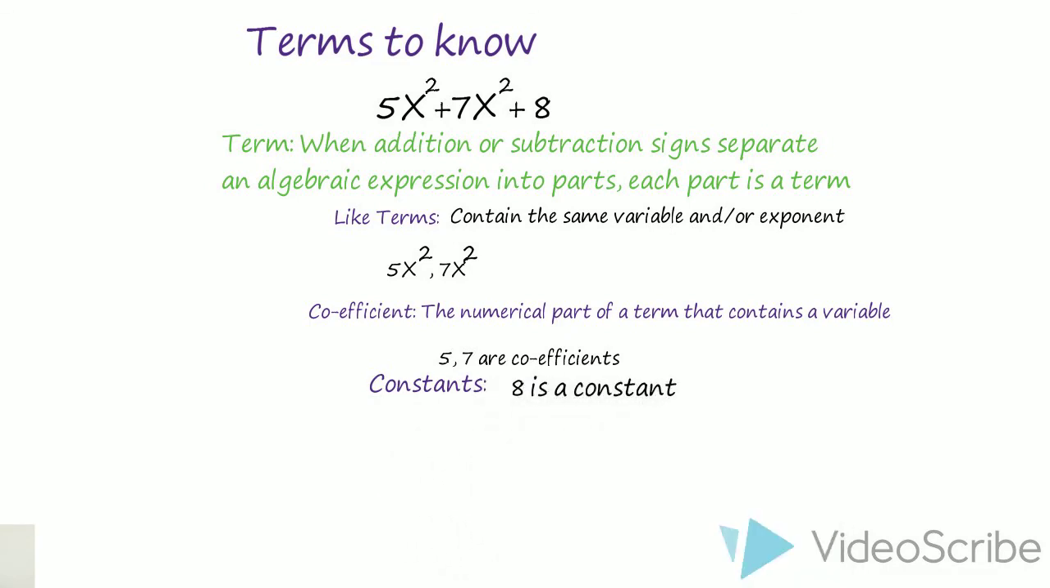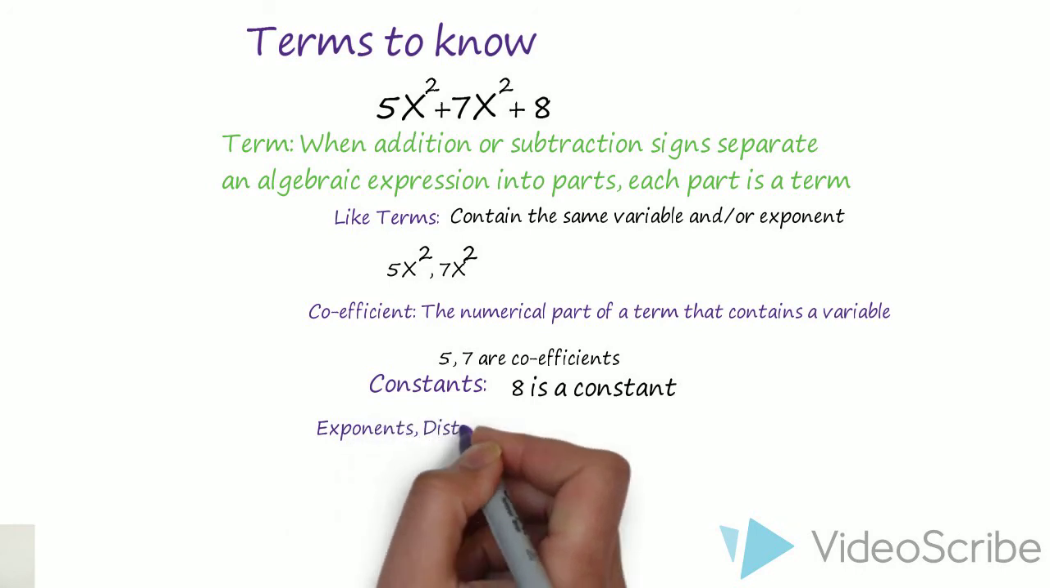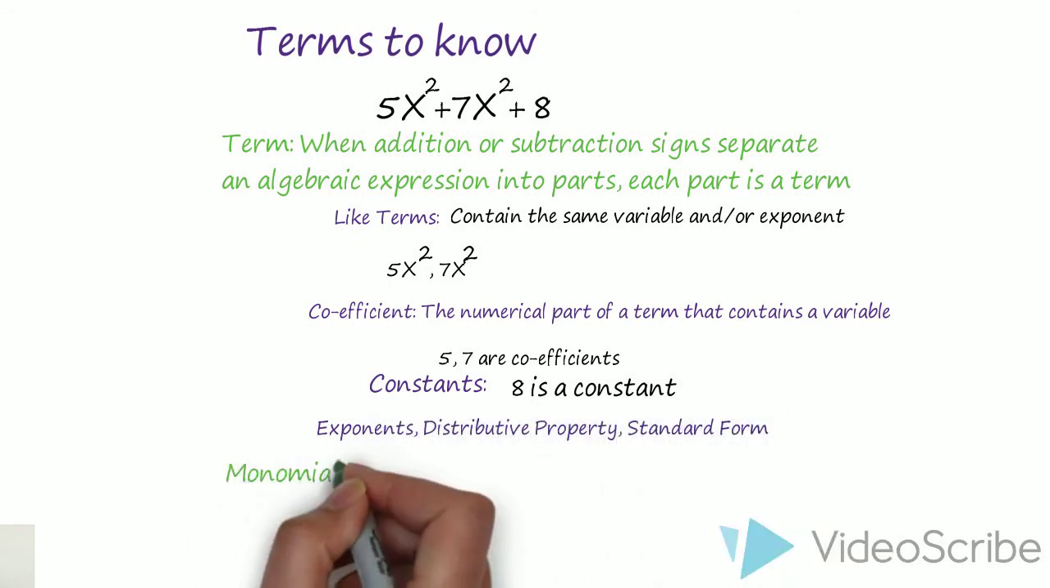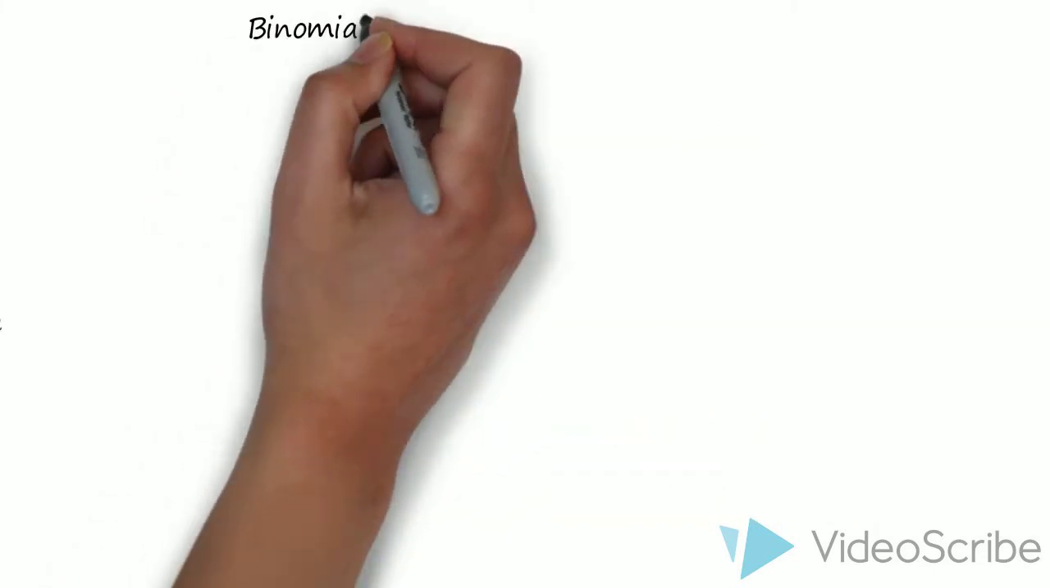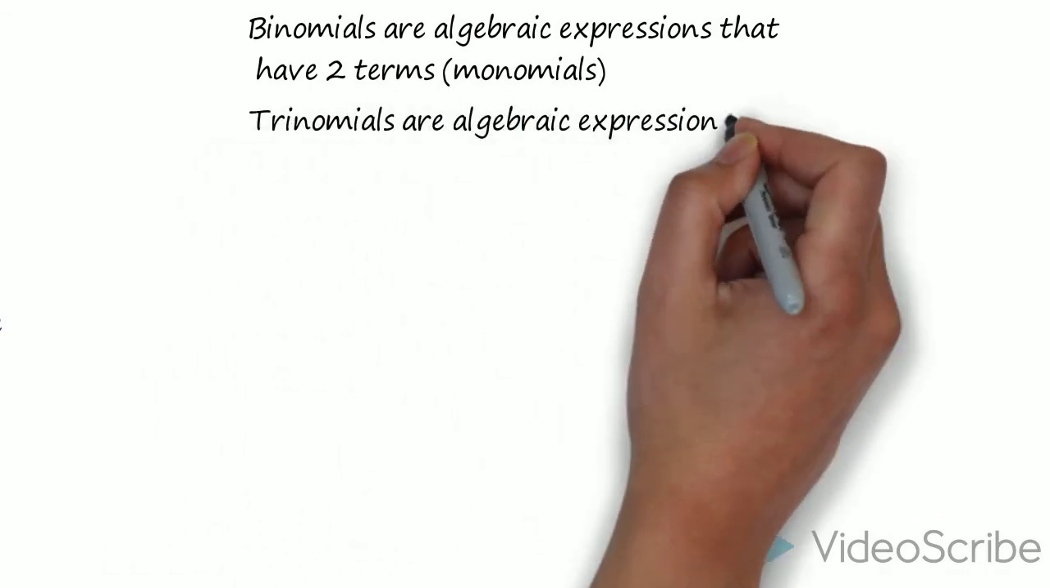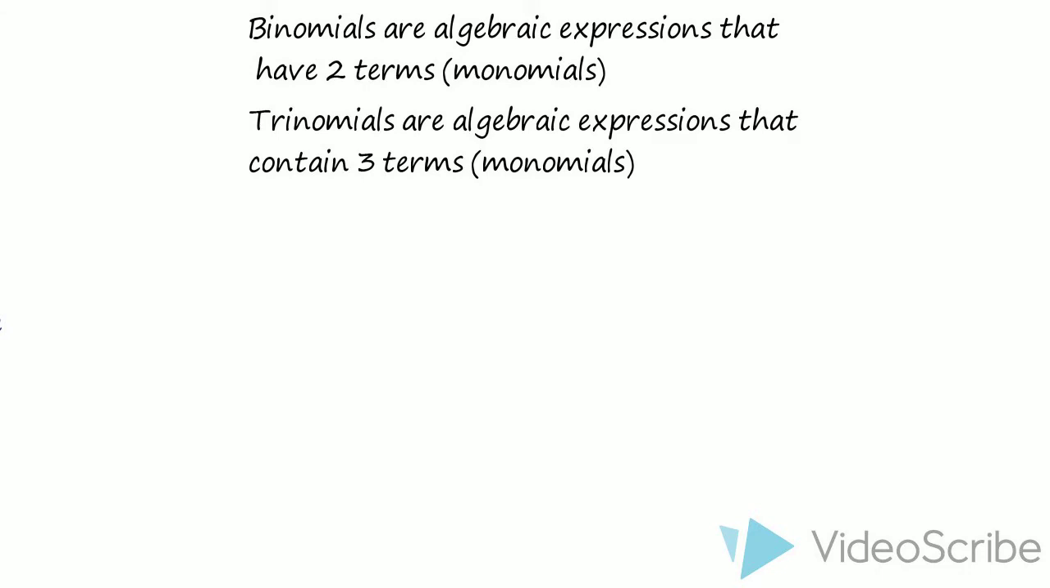A monomial is an expression that is a number, a variable, or a product of numbers and variables. I'm going to use the word quantity when I say parentheses, but in polynomials, when you're adding them, I'm just going to say plus. In some cases, you can just say plus or minus and then the other polynomial. Binomials are algebraic expressions that have two terms, or monomials. Trinomials are algebraic expressions that contain three terms, or monomials.